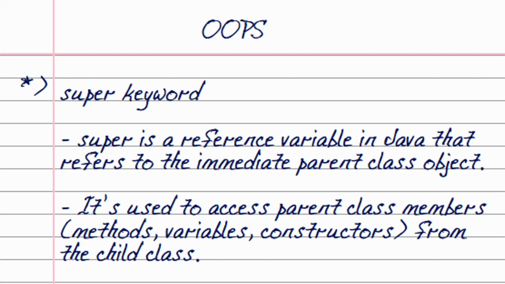In today's video, we are going to learn about the super keyword. So let's start. The super keyword is a reference variable in Java that refers to the immediate parent class object. Whenever we want to access the data of the parent class from the child class, we use the super keyword.